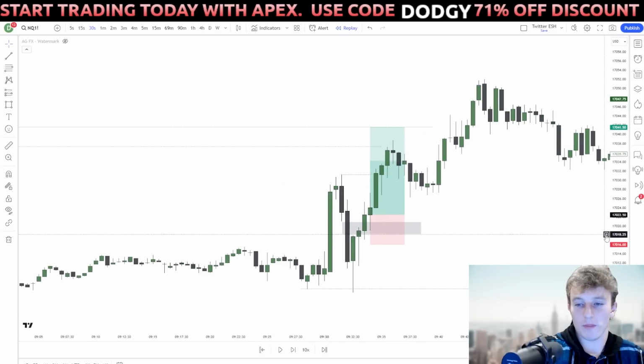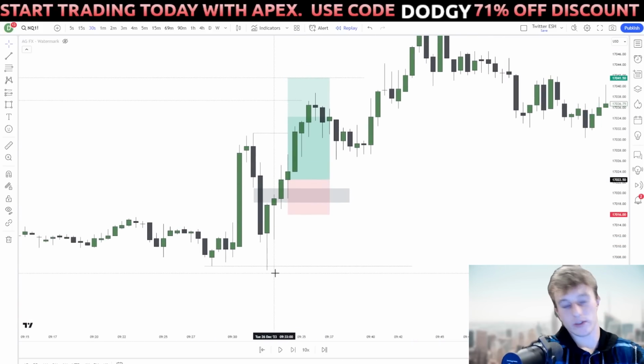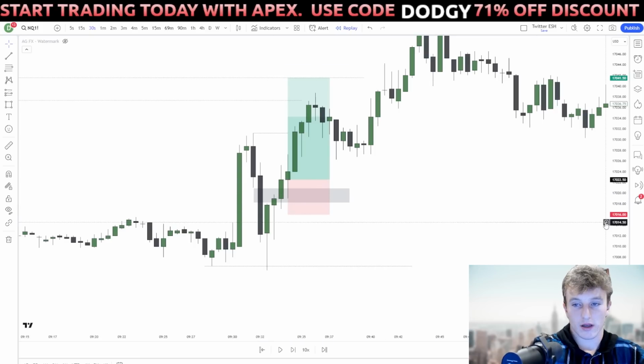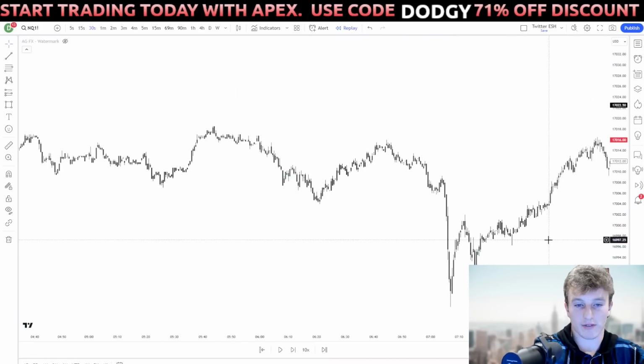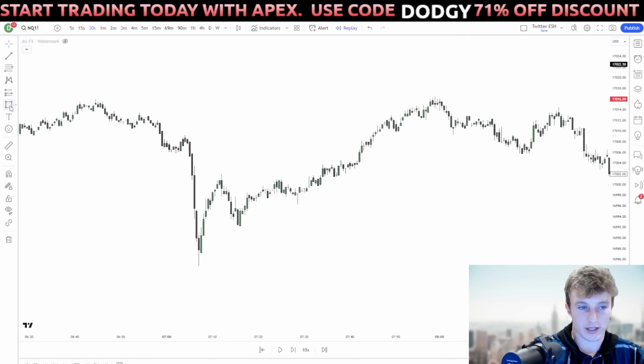Okay, but what makes this a good model? Well, we swept the low. It's a singular fair value gap. Being a singular fair value gap is key, because if there are multiple fair value gaps in a leg, that's just going to mix a lot of you up. Look at here, for example. If we inverse this, that does not mean we have to go way up here.